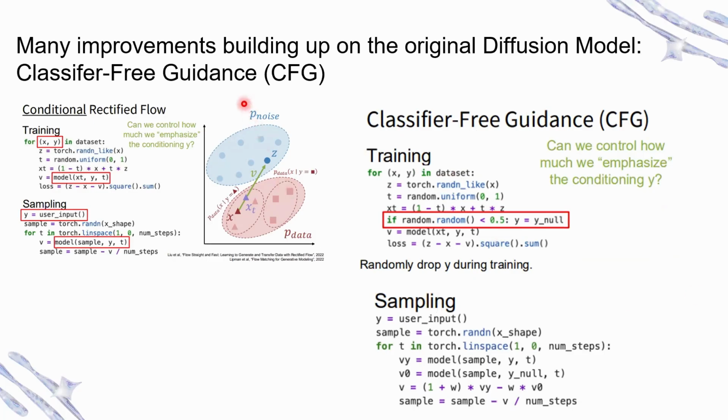The next step that builds up on it is classifier-free guidance. Classifier-free guidance poses the question of how much we can control the conditioning. The approach is that we randomly drop the condition Y during training, which forces the model to learn to rely more and less on the condition.